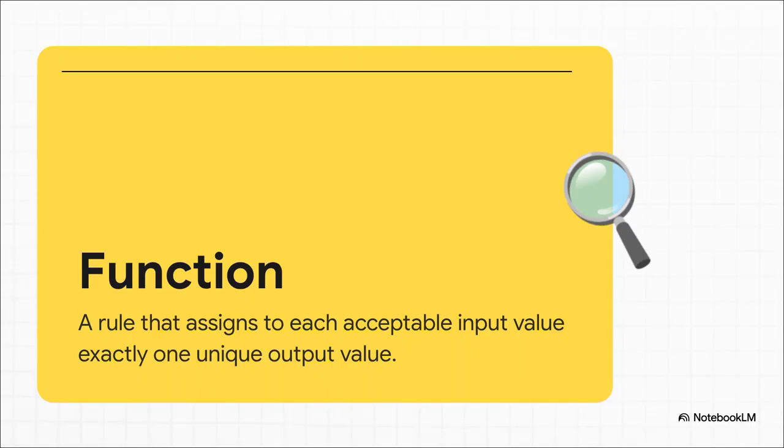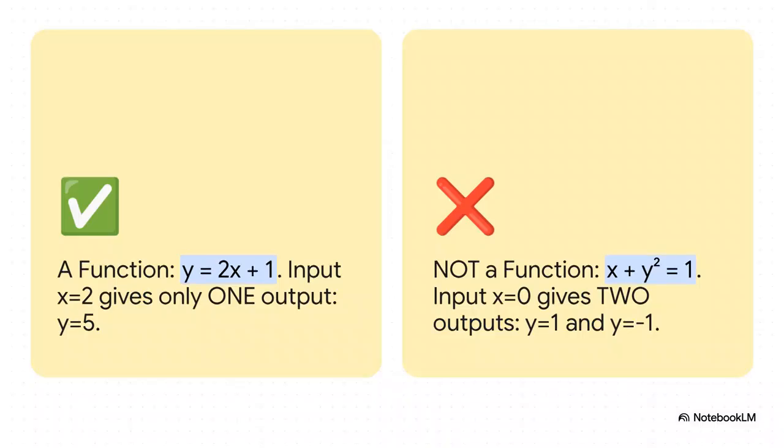And here it is, the official definition. Don't worry, it's not scary. A function is just a rule that assigns to each acceptable input value exactly one unique output value. That part right there, one unique output, that is the most important rule of the game. For any single input you give it, you will only ever get one answer back, period. So what happens if that rule gets broken?